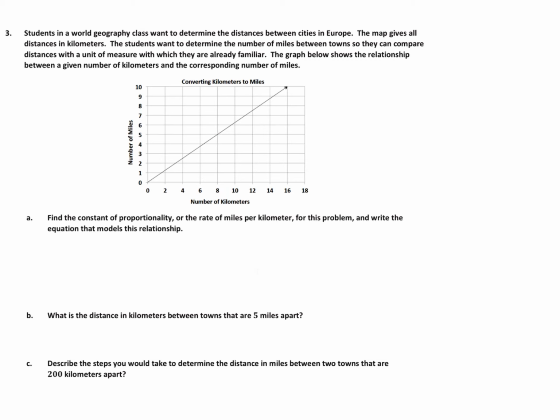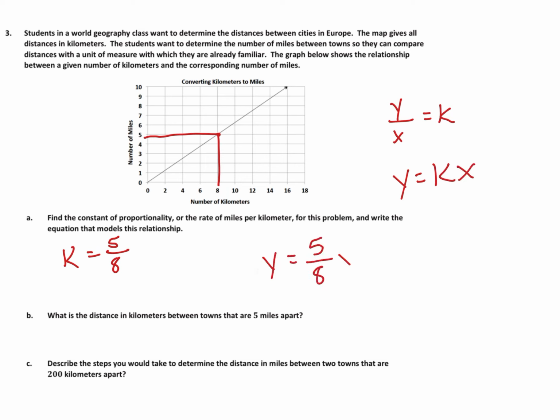So I have y divided by x tells me that constant of proportionality. So k is going to equal the y value, which is 5, divided by the x value, which is 8. Then we need to write the equation. Remember, we use y equals kx. So y equals 5/8 x.